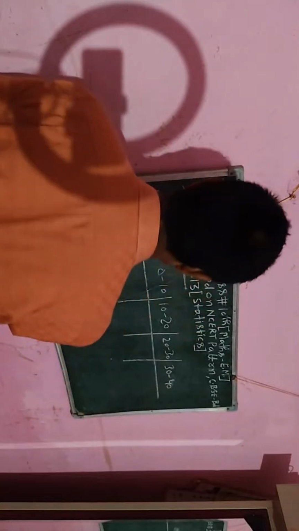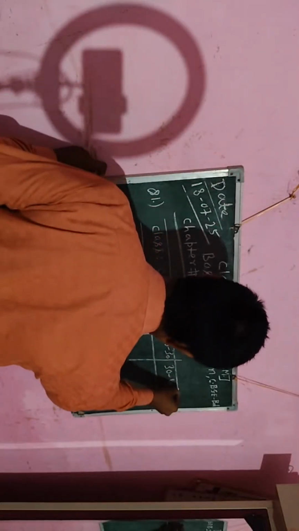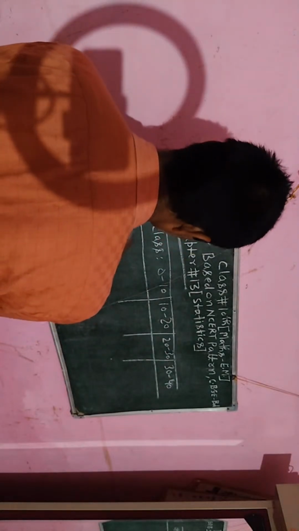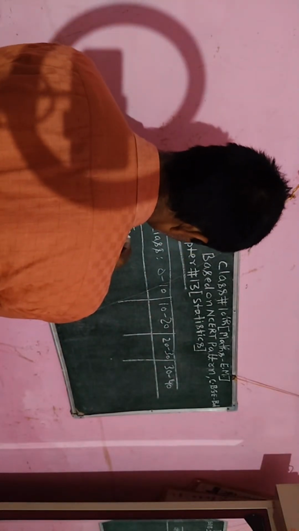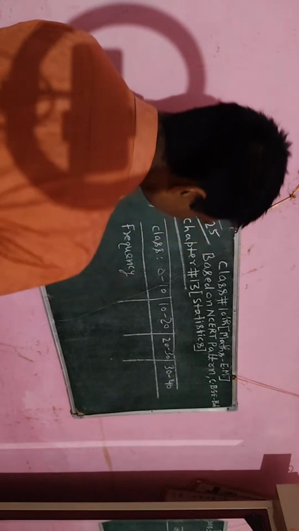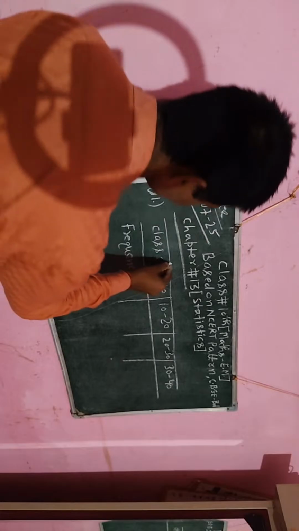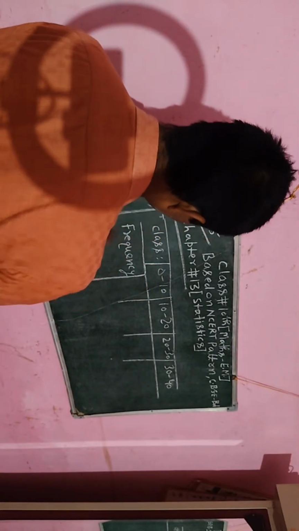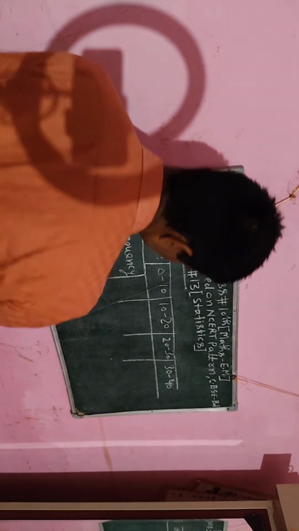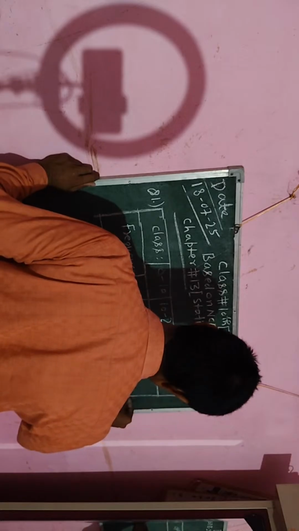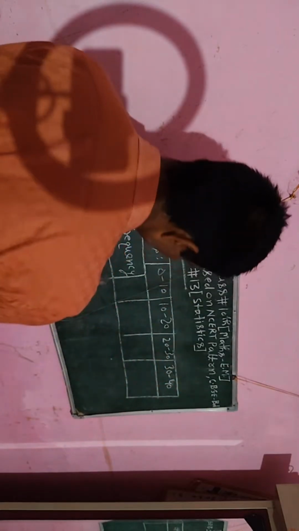Now I will make a proper table. Here will be frequency. I will write here frequency, F-R-E-Q-U-E-N-C-Y. So this frequency can be written in this way. So this is a table, and this table I will use for getting its mode value.